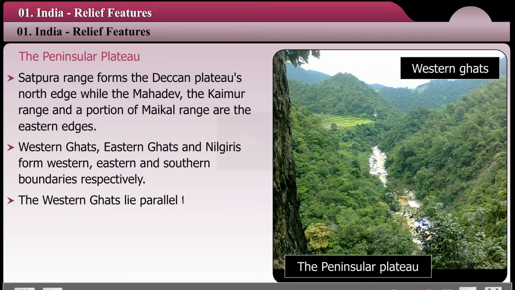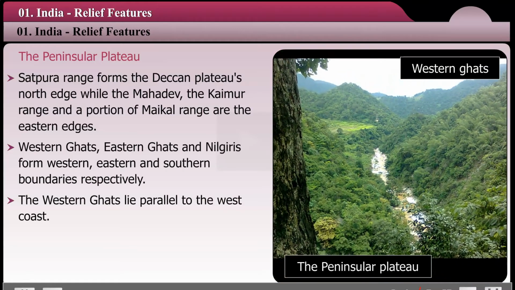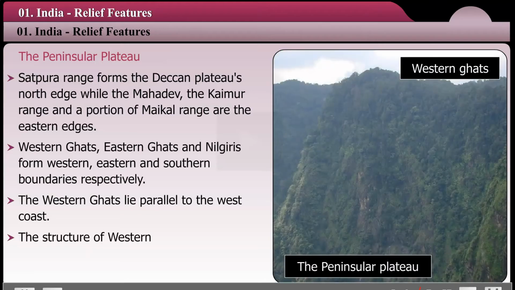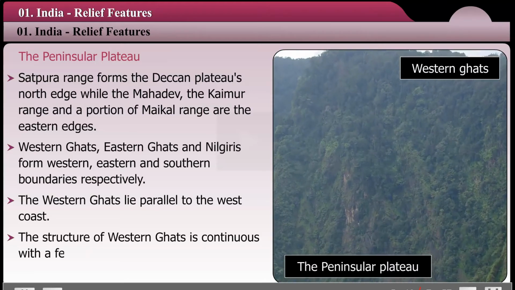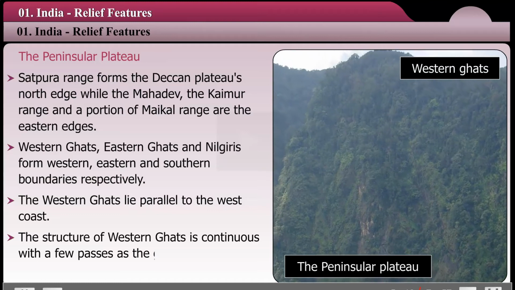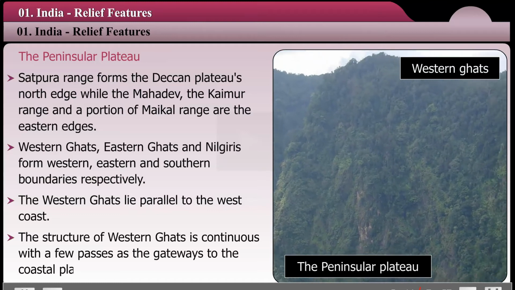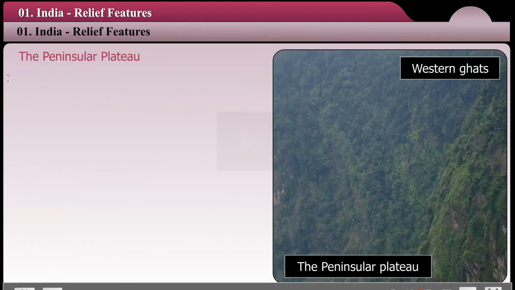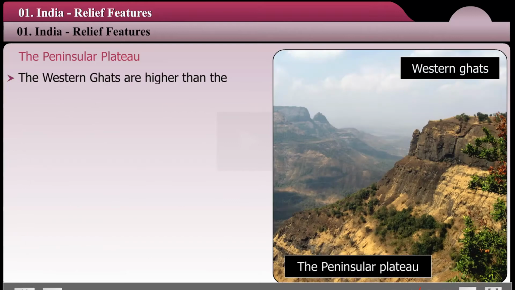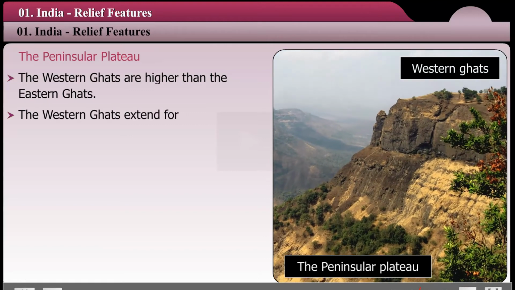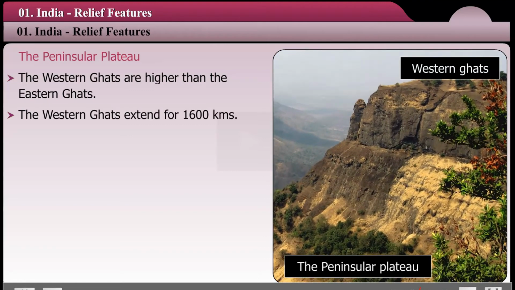The Western Ghats lie parallel to the west coast. The structure of Western Ghats is continuous with a few passes as the gateways to coastal plains. The Western Ghats are higher than the Eastern Ghats. The Western Ghats extend for 1,600 kilometers.